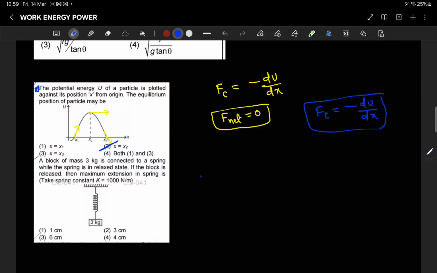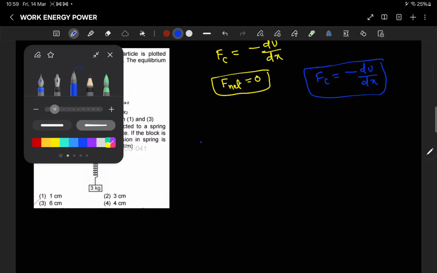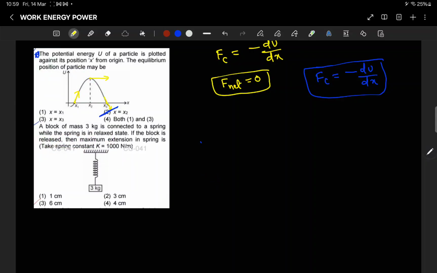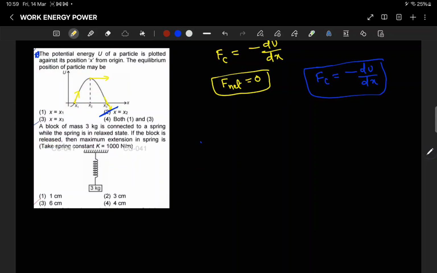Next, a block of mass m, mass 3 kg, is connected to a spring while the spring is in relaxed state. Listen carefully, students. This model question is important for objective. If the block is released, then the maximum extension of the spring? Just listen. If the block is pulled downward, students, now the block is at this position. Many students get confused, this is not the extreme position, actually this is the mean position.